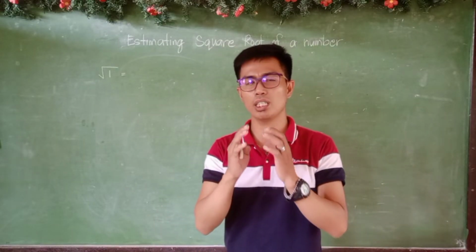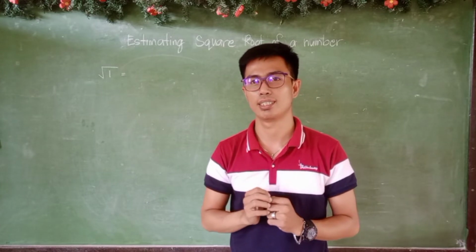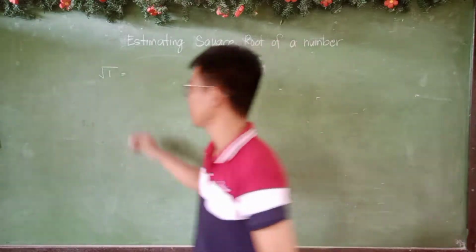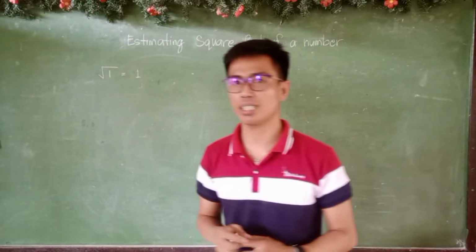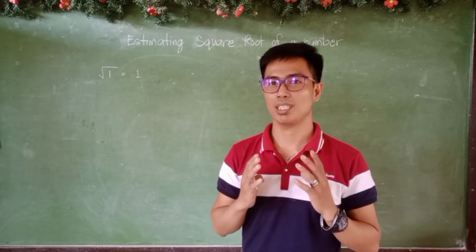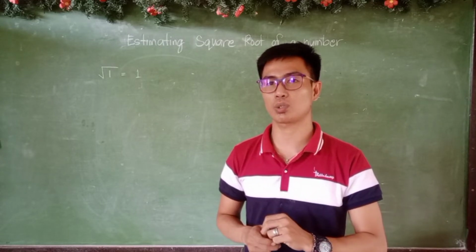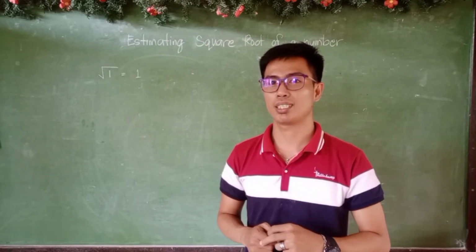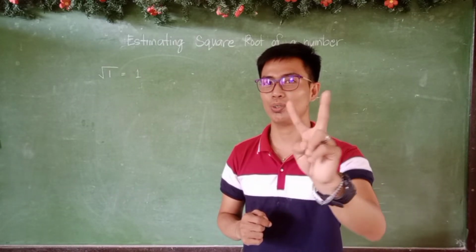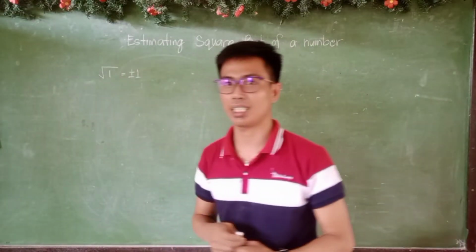Ano ba yung number na kapag minultiply sa sarili, ang sagot is 1? That is, of course, 1. So, the square root of 1 is 1, since alam naman natin na 1 times 1 is 1. And if we are going to get the square root of a positive number, there are always two values of the square root. That is positive and negative 1.